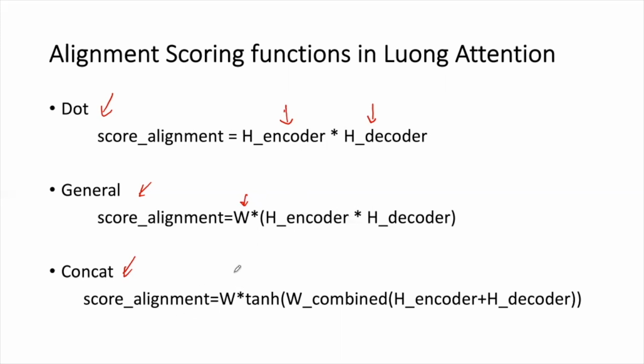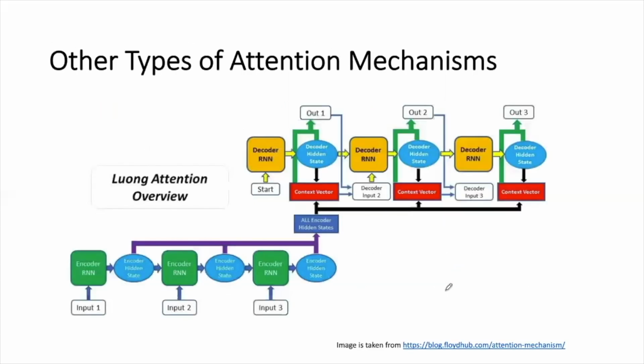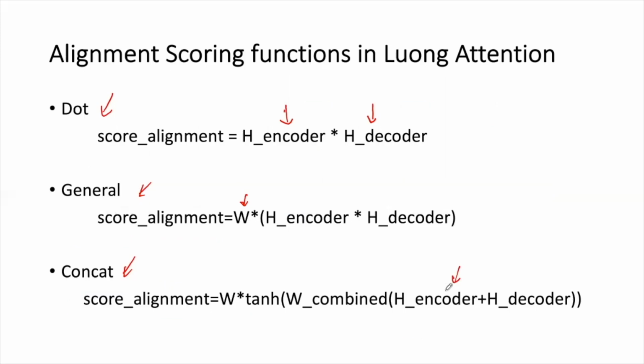And similarly, we have another concurrent behavior where we add them up. So these are different kinds of scoring mechanisms that are there. So that is the overall idea of how the attention mechanism works. What are the two forms of attention? There are several forms of attention, but the underlying idea is similar for all of them.